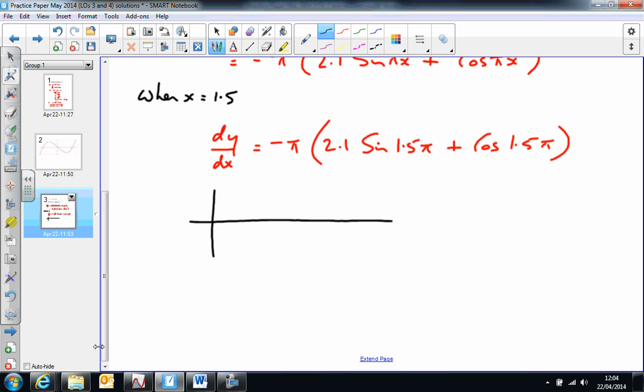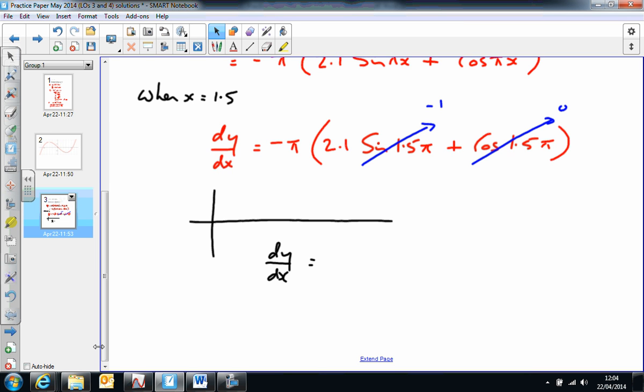So when you do work it out, we actually find that the sine of 1.5 pi becomes minus 1, and the cosine of 1.5 pi is 0, so we end up with dy by dx equal to 2.1 pi.